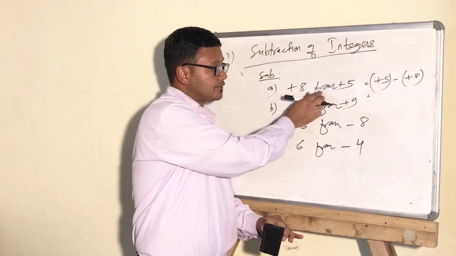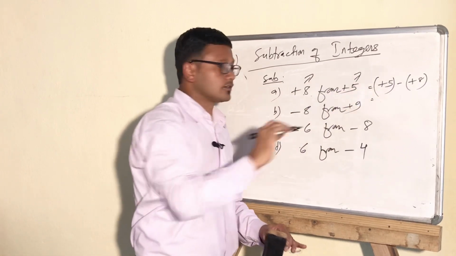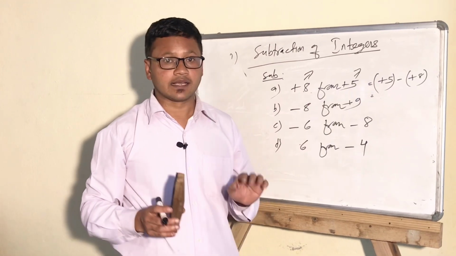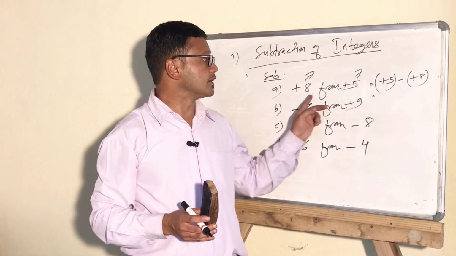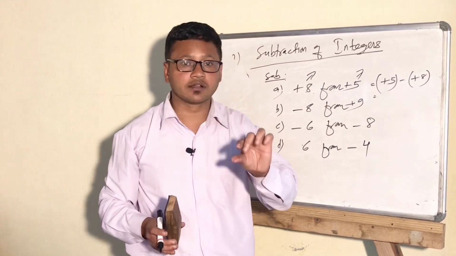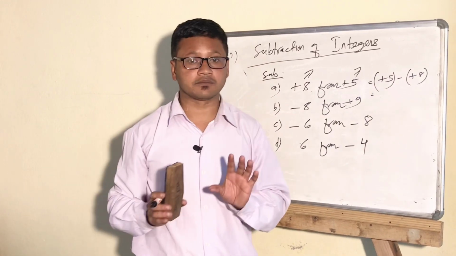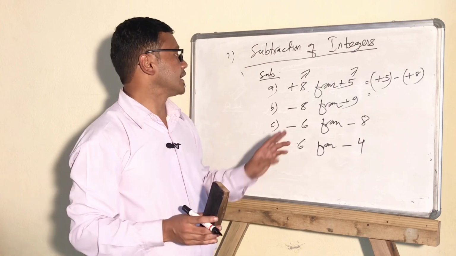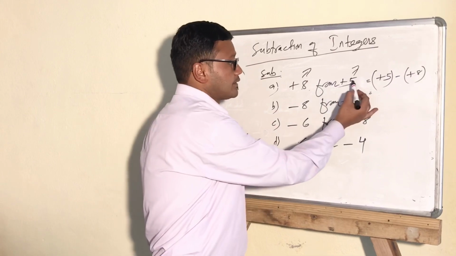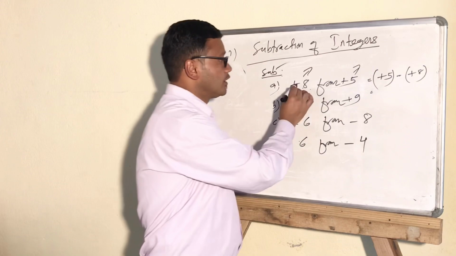Subtract plus 8 from plus 5. That means we have to subtract this 8 from 5. Don't be confused, because how can we subtract 8 from 5? As you know, 8 is bigger than 5, so 5 is not bigger than 8. Many students think that we have to subtract the smaller number from the bigger only, but that is not always considered in mathematical problems. We can subtract the bigger number from the smaller number also.